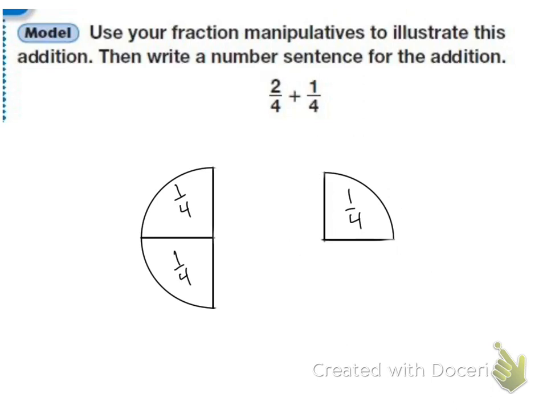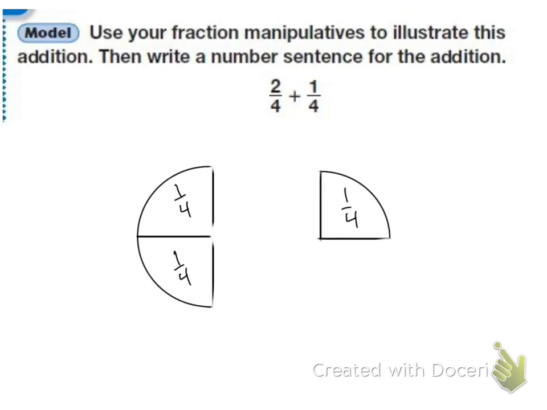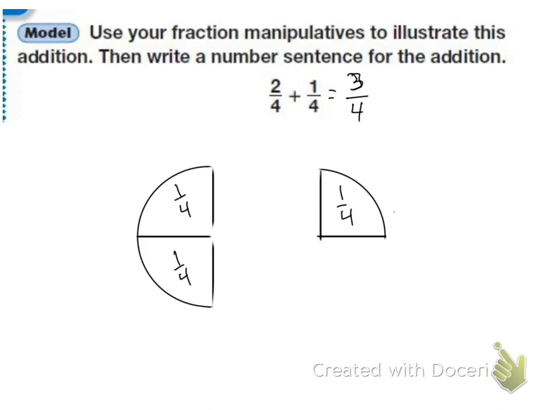If I add them together, I'll end up having 3/4 of my shape. Okay, so we can say that 2/4 plus 1/4 equals 3/4, because I have 3 pieces and they each equal 1/4. Now notice when I added 2/4 plus 1/4, my denominators stayed the same. Okay, fractions with the same denominators are said to have common denominators.